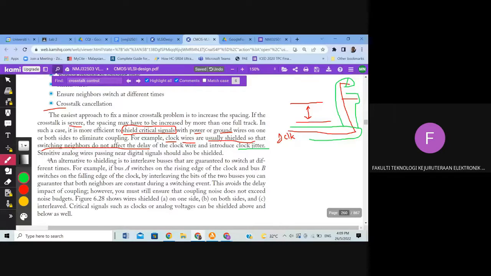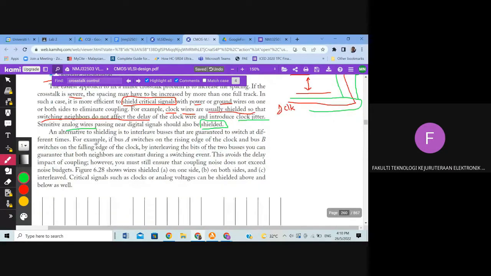Okay. Sensitive analog wires passing near digital signals should also be shielded. So analog wires that are sensitive, we also need to shield. To know the details about shielding, you can go to other references and explore further on the shield process: how do people perform wire shielding?